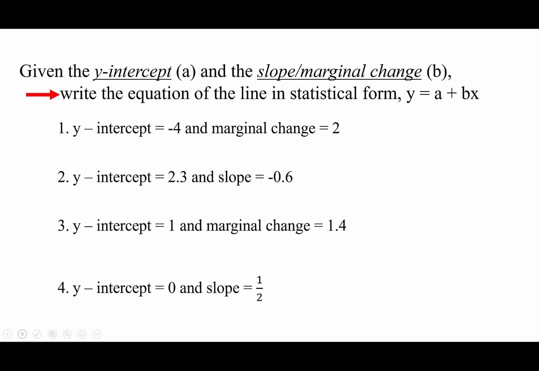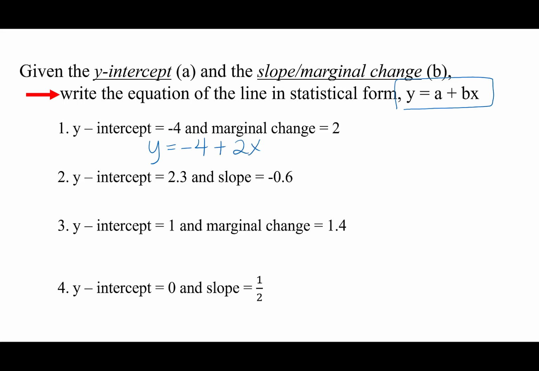These first questions, I have given you the y-intercept and the slope, and I want you just to plug into the statistical form y equals a plus bx. Number one, y-intercept is -4 and the marginal change is 2. So if we use the format above, we'll have y equals -4 plus 2x.